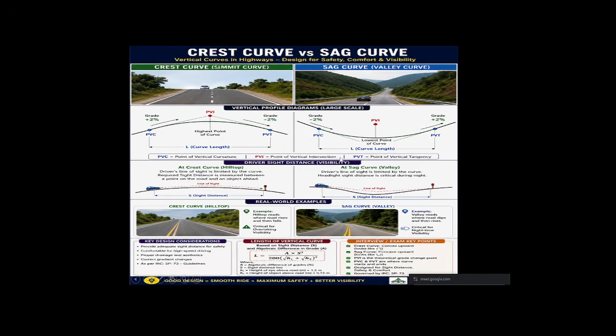What is the difference between these two? Observe these two shapes. The upper curve is a crest curve, and the lower curve is a sag curve. In Civil 3D, this curve is created automatically when we design a profile. I already showed you that when you create your profile with the help of the tangent tool, the curve is created automatically.